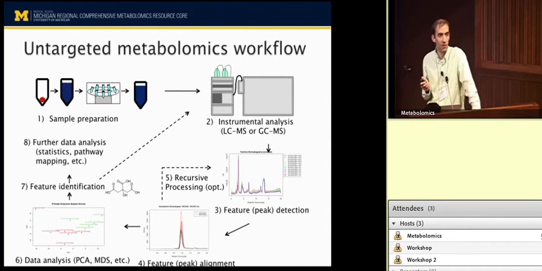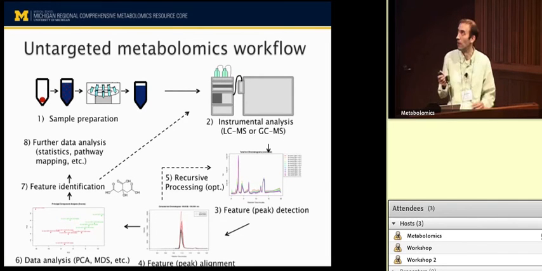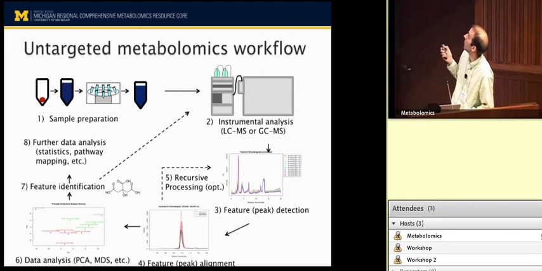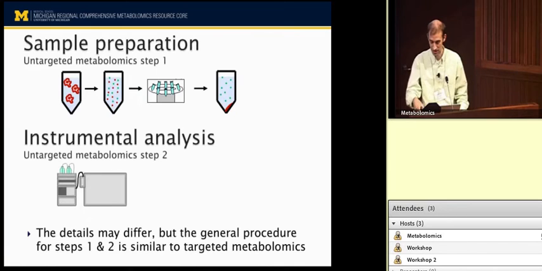Instead of looking for what we already know is in the sample, we're going to look for everything we can possibly find in the sample. We're going to look for anything that looks like it could possibly be a metabolite. Then we're going to detect those features. We'll try to align those features, find out what's in common between the samples, go back and do that again, and then we'll do our data reduction to figure out whether there are differences from group to group. And after all of that is done, we'll go in and identify our features and then do further analysis, statistics, pathway mapping, et cetera.